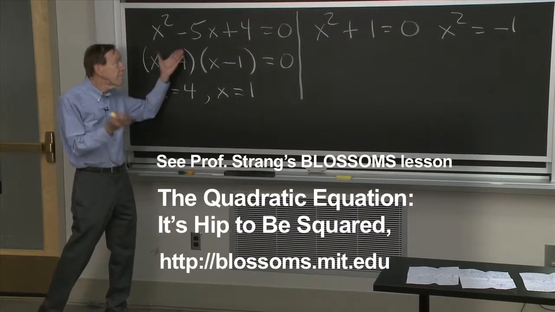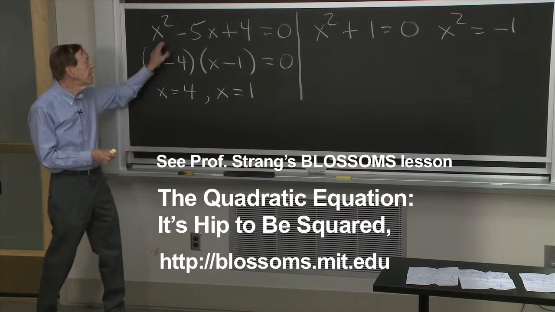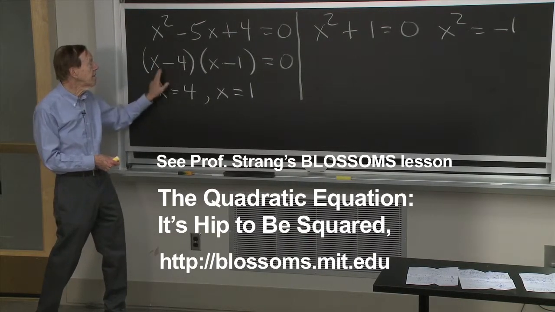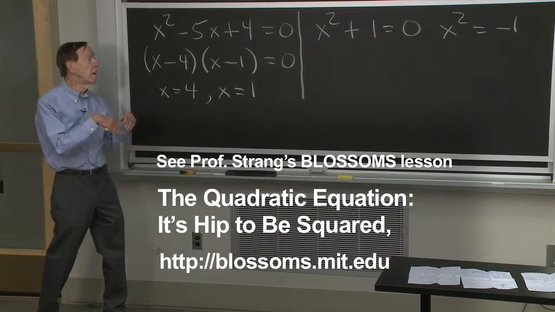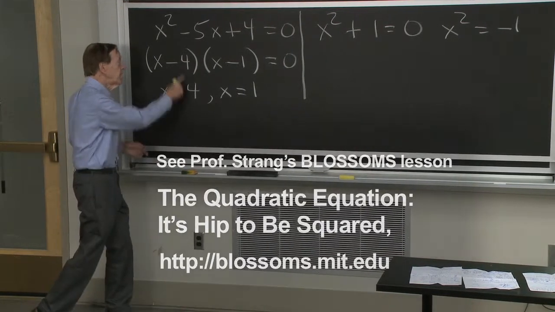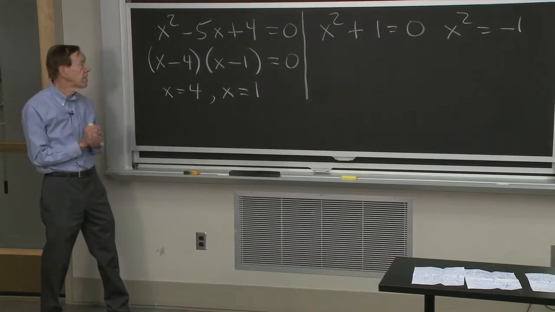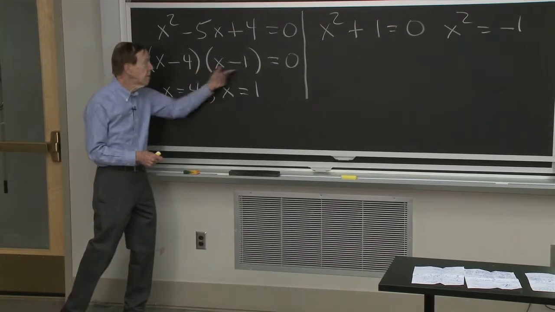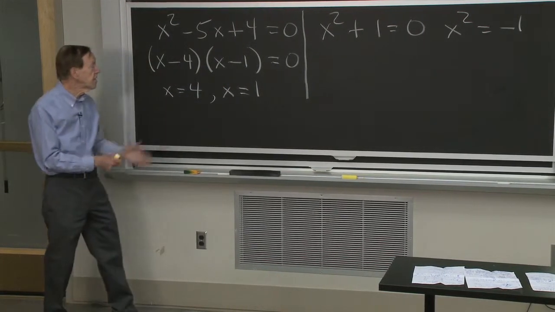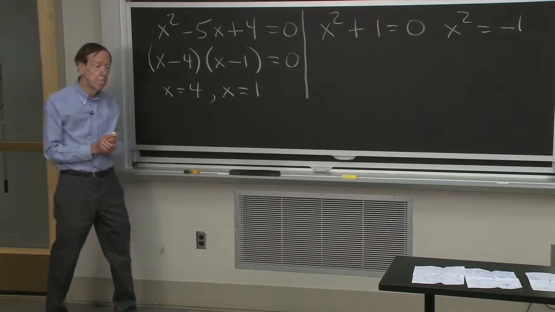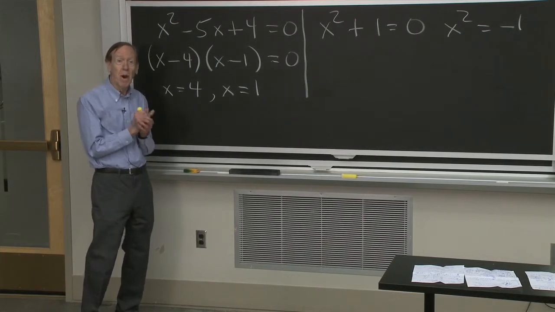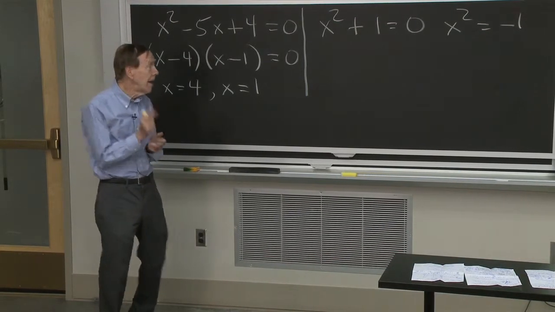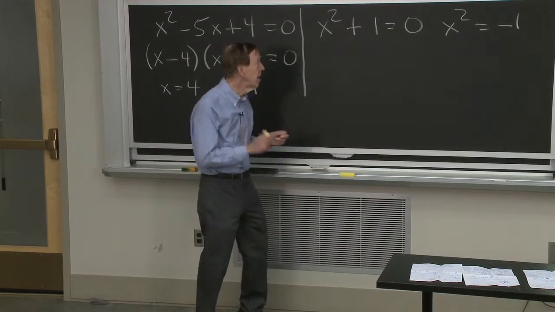And the nice way to solve it is to factor that into two pieces. And then you can see to make this piece 0, x equals 4 gives an answer. To make this piece 0, x equals 1 gives an answer, and we have the two solutions. Straightforward because that didn't involve complex numbers. Now let's get to an imaginary number.